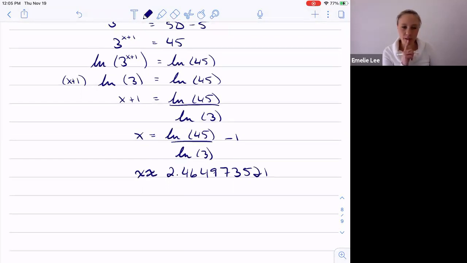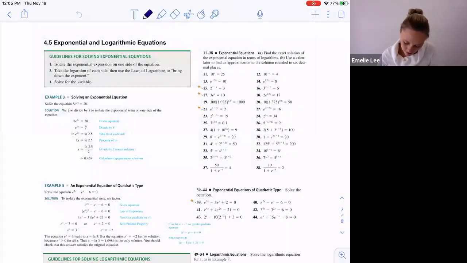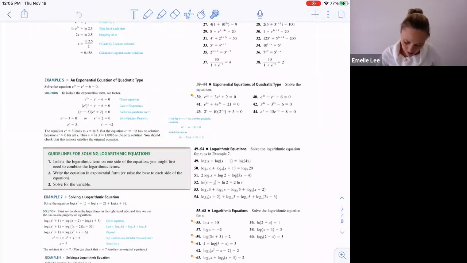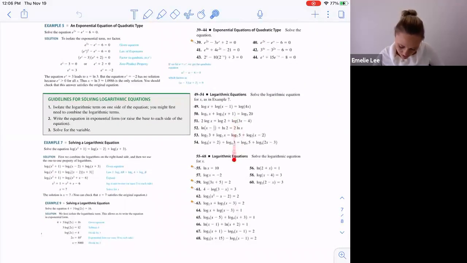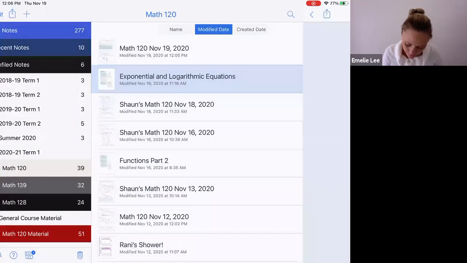To solve logarithmic equations, I have notes on exponential equations of the quadratic type. I'm going to skip that, so don't worry about that. But let's do some of these. In fact, I think I can just grab from here. They're pretty similar.